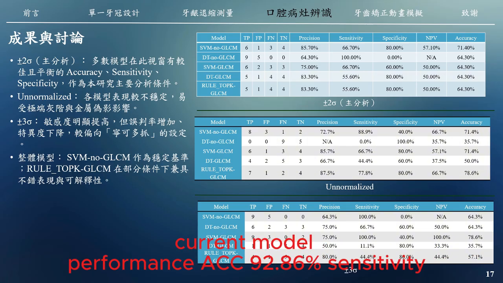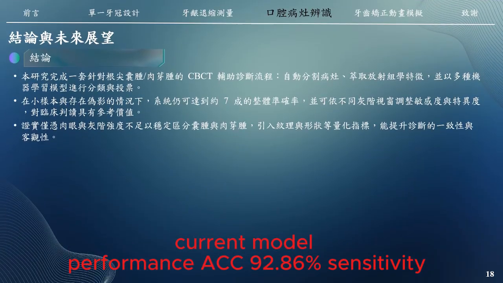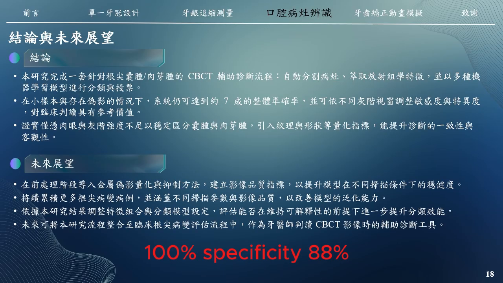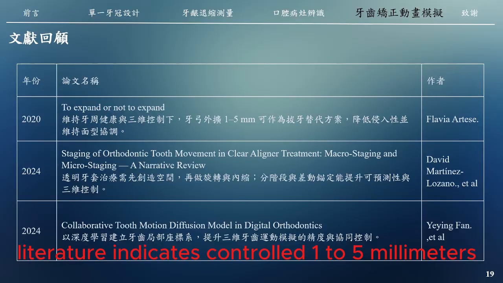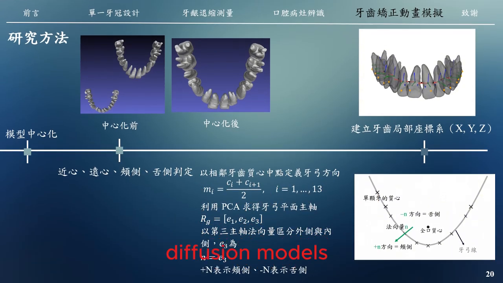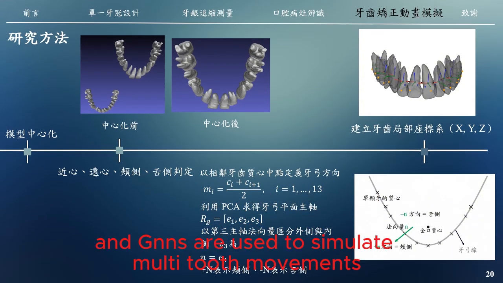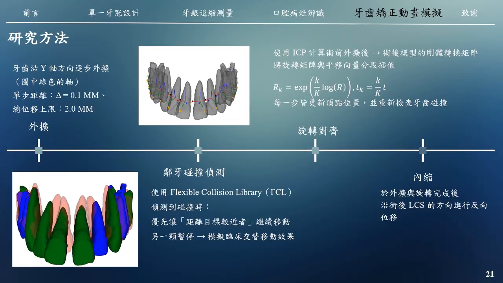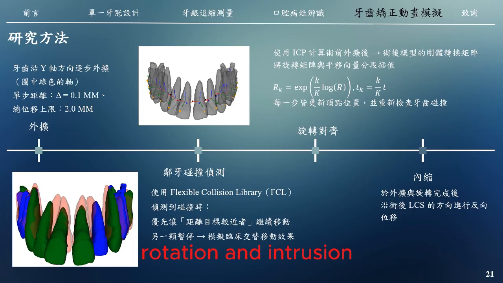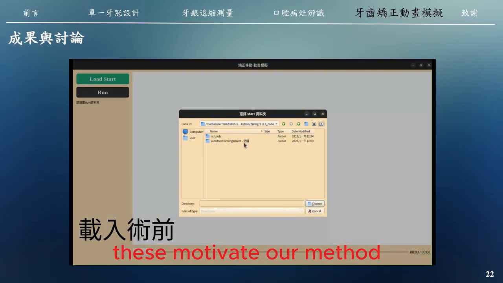Current model performance, ACC, 92.86%. Sensitivity, 100%. Specificity, 88%. Literature indicates, controlled 1 to 5 mm expansion can serve as an alternative to extraction. Diffusion models and GNNs are used to simulate multi-tooth movements. Orthodontic theory emphasizes phase-based expansion, rotation, and intrusion. These motivate our method.